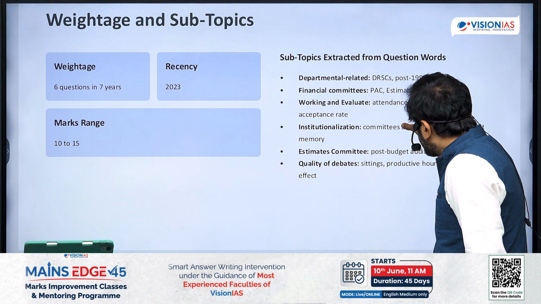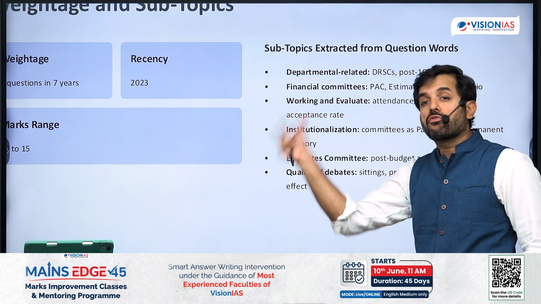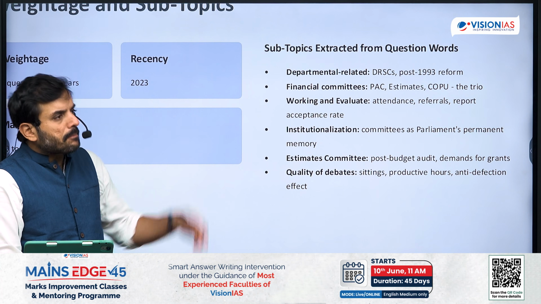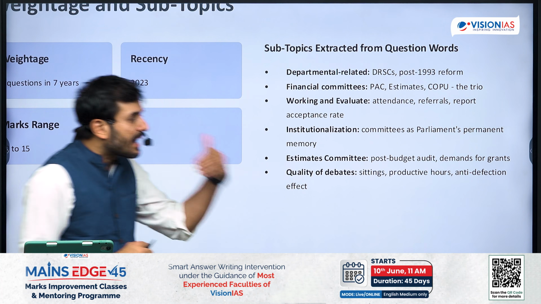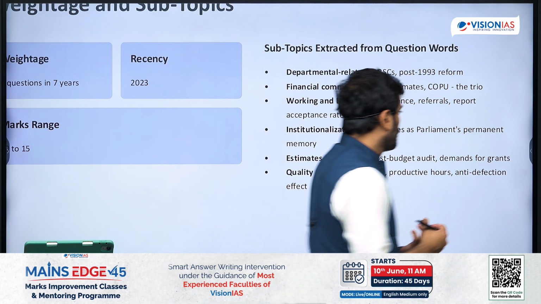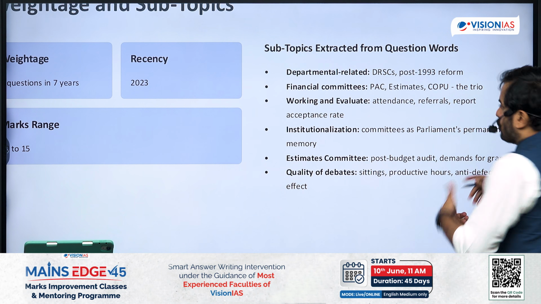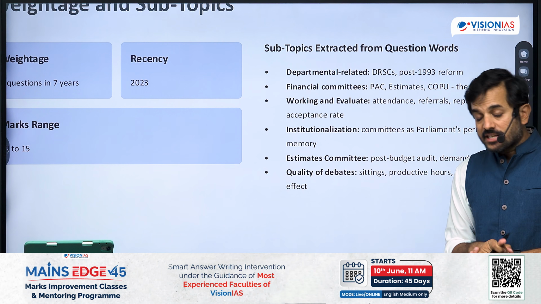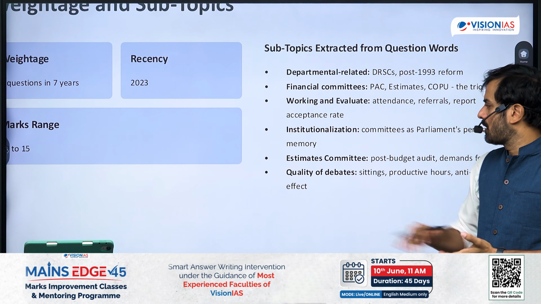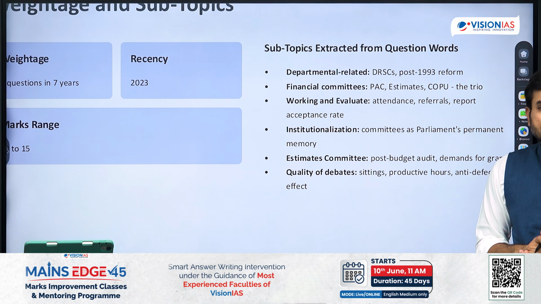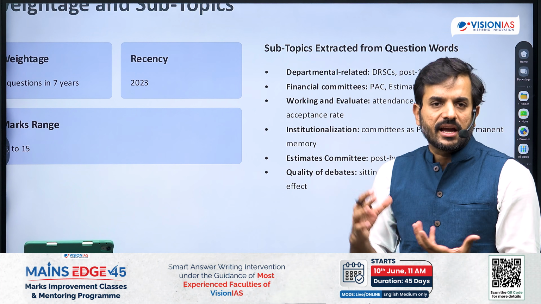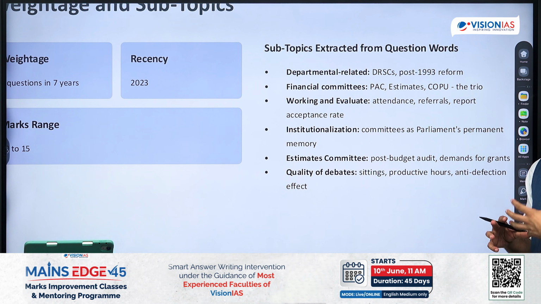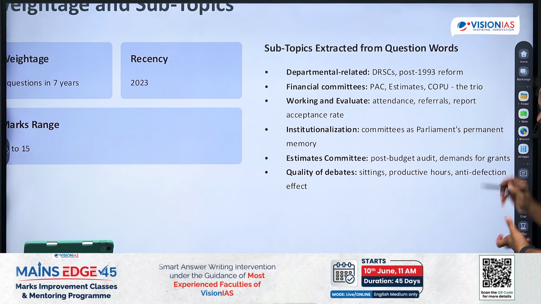What are the subtopics that I can extract on the basis of these questions? First and foremost, what is the parliamentary committee system in India? What are the types of parliamentary committees? And in those, specifically, department related standing committees and financial committees: what has been their working, evaluation of their working, whether these committees have been able to institutionalize in the entire parliamentary functioning in India or not, how have they been institutionalized, and what are the contributions that they have made with respect to the parliamentary functioning in India.